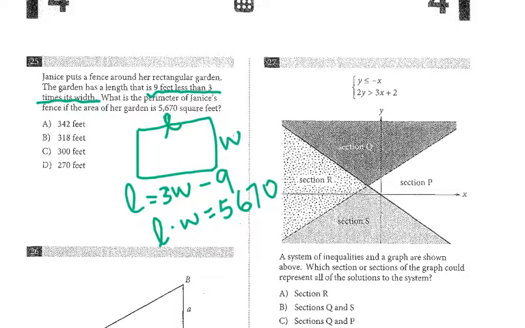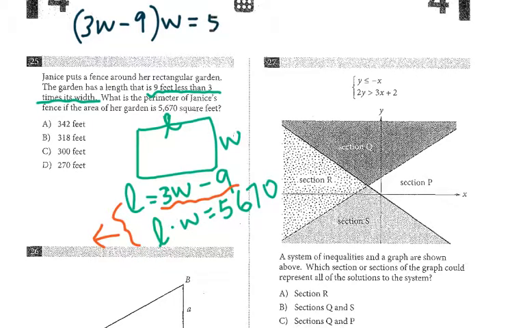The easiest way to handle this system of equations is using the equation solver. I will make another video for doing 25 by using the equation solver. But basically, this is the way how to do that. I changed the system of equations into one equation by doing the substitution. So change L into 3W minus 9. You will get 3W minus 9 times W equals 5670. Then if you use the equation solver, you have to make sure that it equals 0.